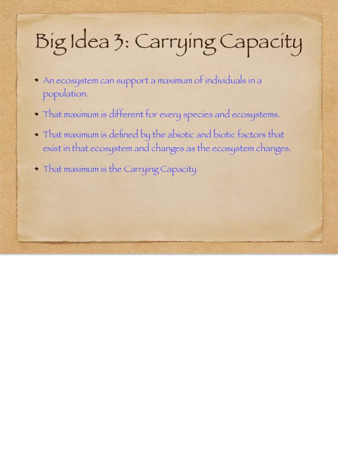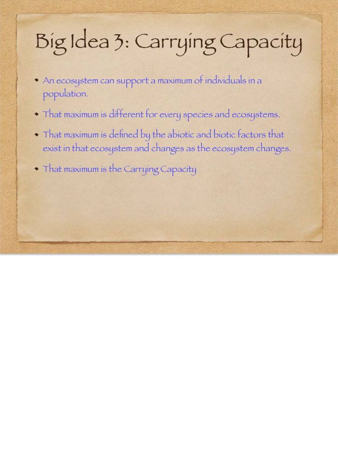So an ecosystem can support a maximum number of individuals in the population. That maximum is different for every species and ecosystem. That maximum is defined by the abiotic and biotic factors that exist in the ecosystem and changes as the ecosystem changes. That maximum is called the carrying capacity. So the maximum an ecosystem can support is called the carrying capacity.